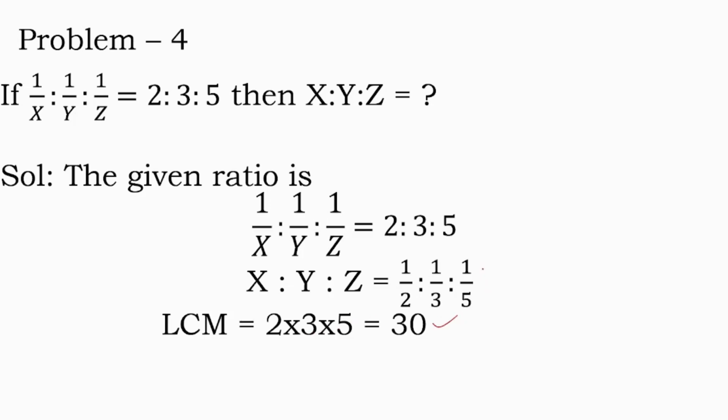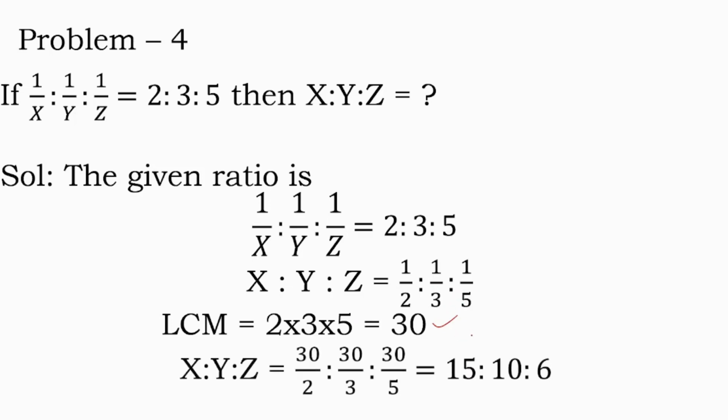So if you multiply all these ratios with 30, then we get 30 by 2, 30 by 3, 30 by 5. So 2 fifteens are 30, 3 tens are 30, 5 sixes are 30. So x is to y is to z is equal to 15 is to 10 is to 6. So our answer is 15 is to 10 is to 6.